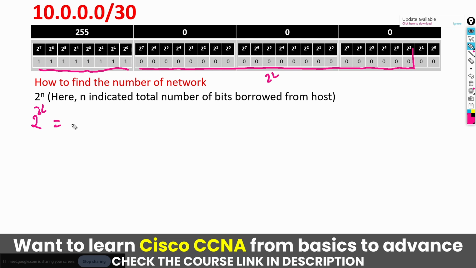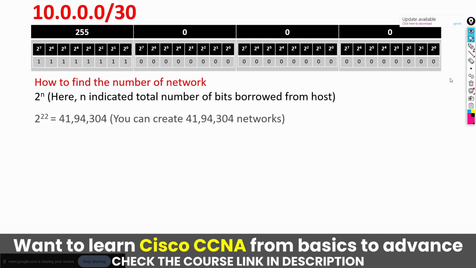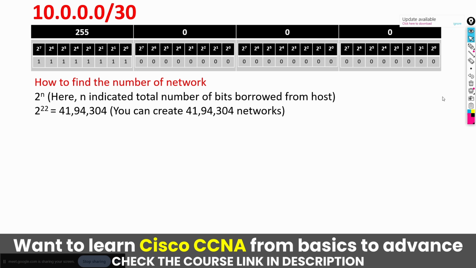Tell me what will be the answer. It is going to become a huge number. Correct? I don't think we can calculate it easily, but the number is going to be huge. You can take it as the calculator answer. So here you will get a total of 41 lakh 94,304 networks that you can create.